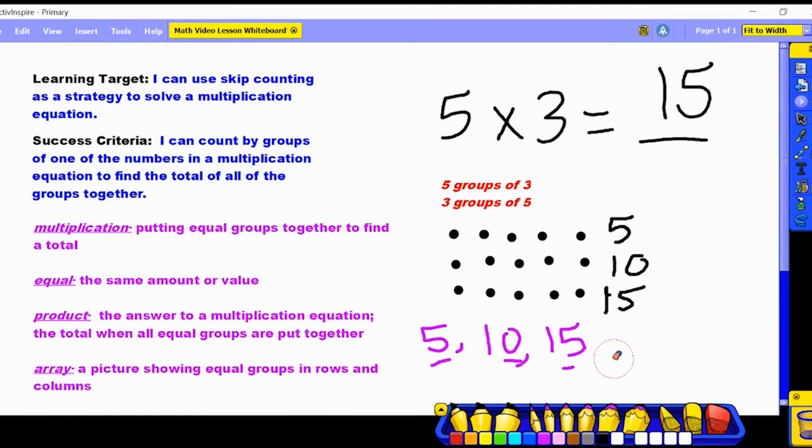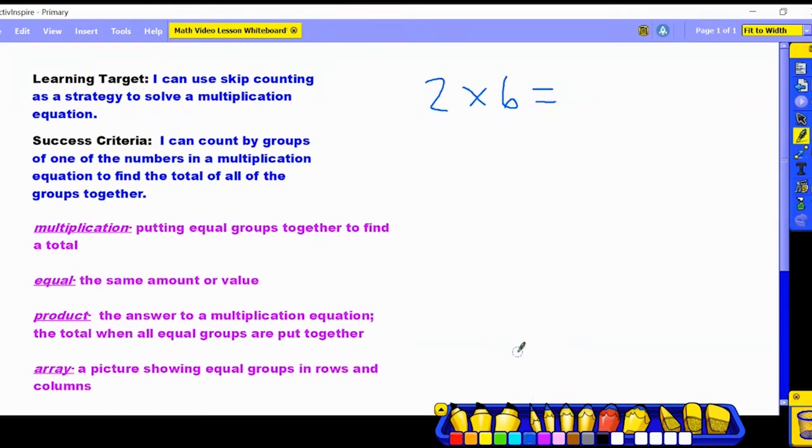So here is one more example. We talked about how to use counting by 2s in the last example to solve 2 times 4. And in this example, we can count by 5s 3 times, 5, 10, 15, to solve 5 times 3, and we get the total of 15.